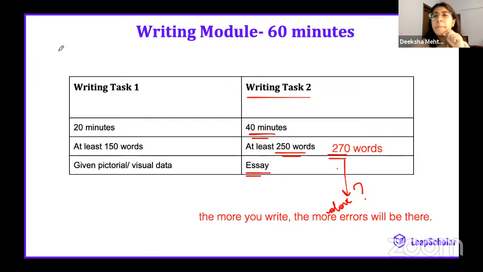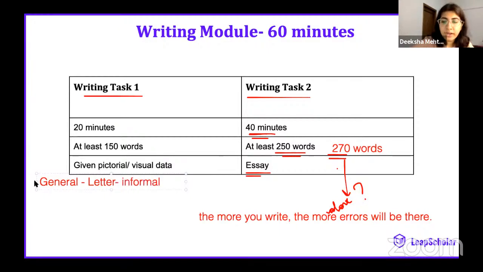Okay. Now, talking about task one. Task one is slightly different. This is the difference between general and academic. This is the only thing which is hugely different. So in case of general, you are again presented a situation and you need to write a letter. Now, this letter can be informal, semi-formal, or formal, depending on the situation that is given to you.